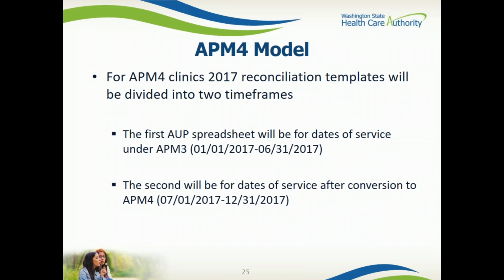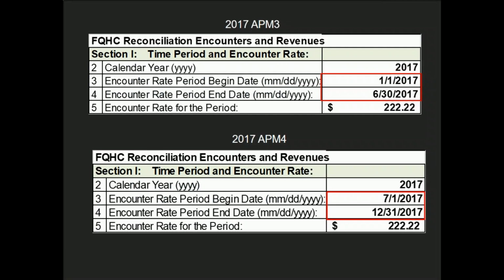And we wanted to also address maternity care, in which you had multiple visits throughout the conversion to APM4. We would request that you split those visits and report them on the template for the corresponding time frame for which the individual visit occurred. So this is an example of what your AUP template would look like when you report the dates and the rates.